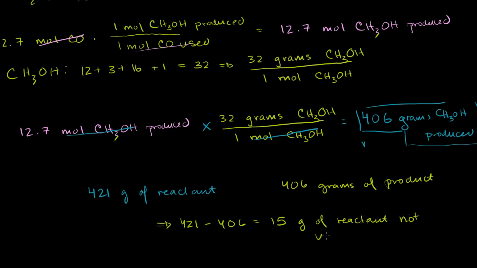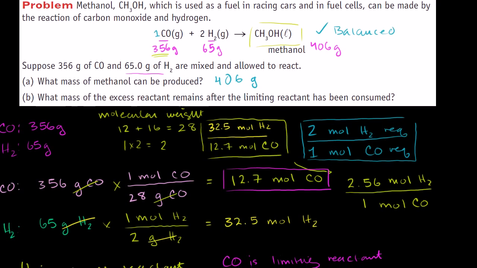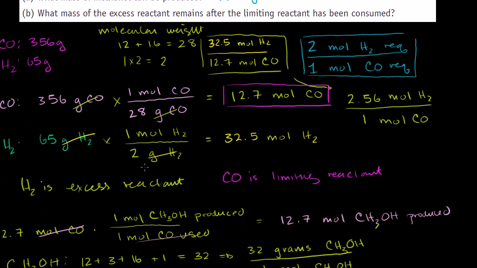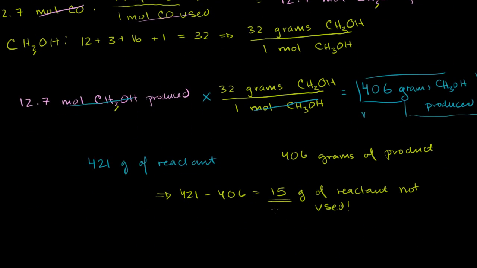not used. Now, the reactant that's not going to be used is the one that you have an excess of. And we figured out that we have an excess of hydrogen. So all of that 15 grams must have been 15 grams of hydrogen that was not used. So 15 grams of hydrogen left over.